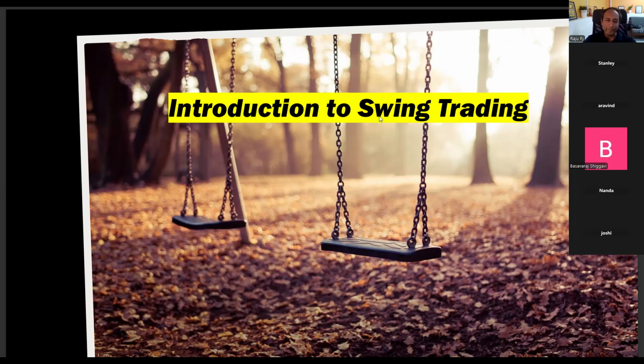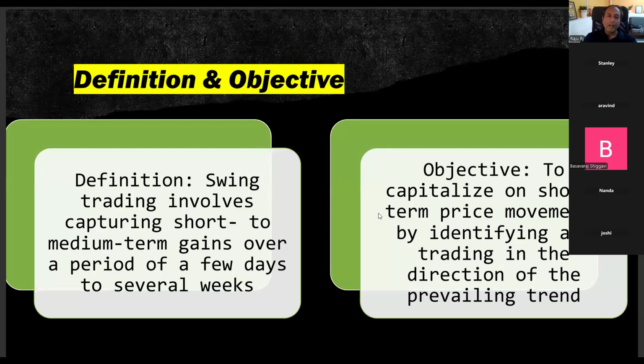So to capture the swing, what are the things we should know? The first thing, let's understand the definition of the swing. So is there anyone who has questions before we start? Okay. So let us first understand the definition of swing trading.